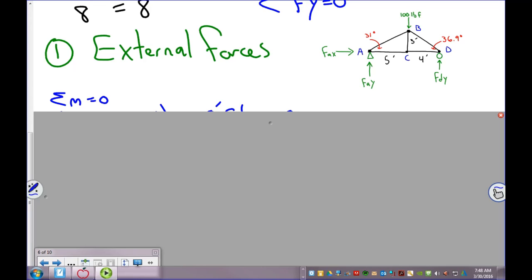What's the next one you get to? 100. What's its distance? 5 from the pin? Looks like 5 from the pin. Perpendicular distance. Positive or negative? Negative. How about we start off with negative 100 LBF, pounds of force. Why is it negative? Which way is it going? It's going down in the y direction, right? Negative 100 times 5 feet. Put that in parentheses. Negative 100 times 5 feet.